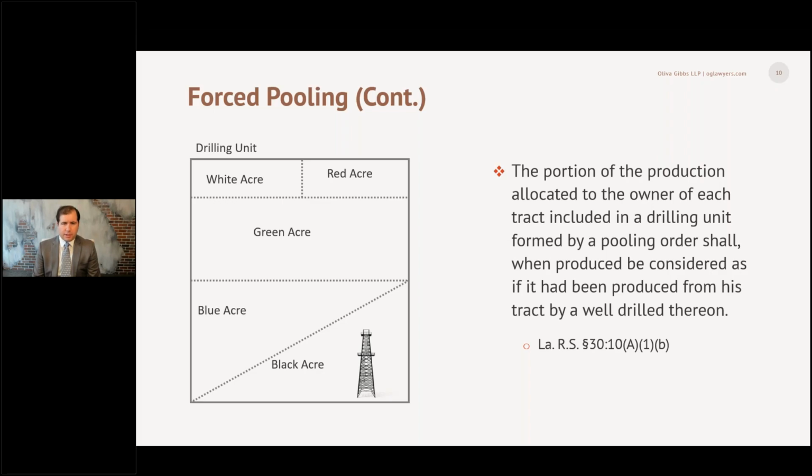Under forced pooling, that well and all the production from that well drilled on black acre will be considered production from all the other tracts of land within the drilling unit. So that production is considered as production from all of the tracts of land. And so any leases on those other tracts are going to be extended, depending on if they include a pugh clause, different language, but they're generally going to be held by that production from the well drilled on black acre, even though the well wasn't specifically drilled on their tract of land.